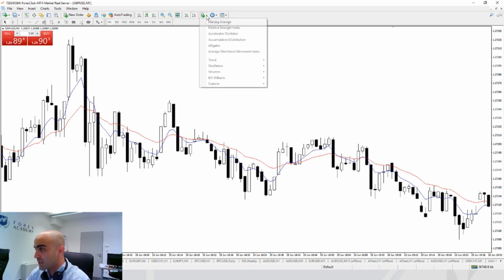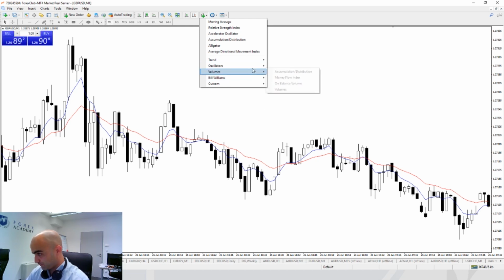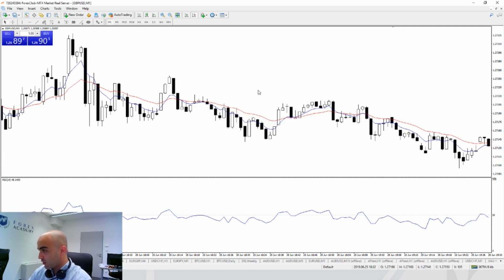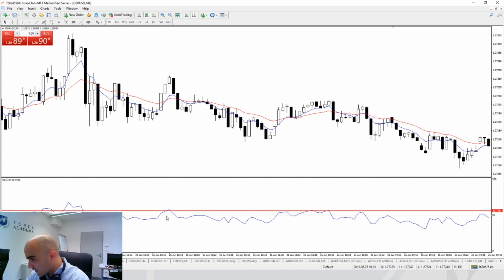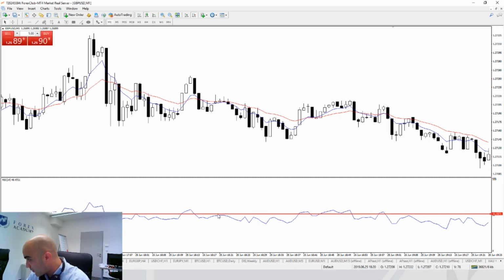Last but not least, we want to have a relative strength index with levels 50 and 100. So you can see here, I'm going to place a line over here so you can better see where 50 lands.